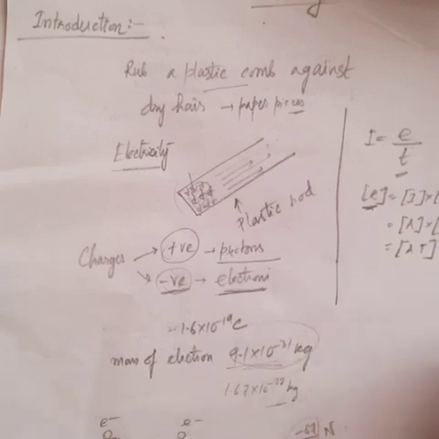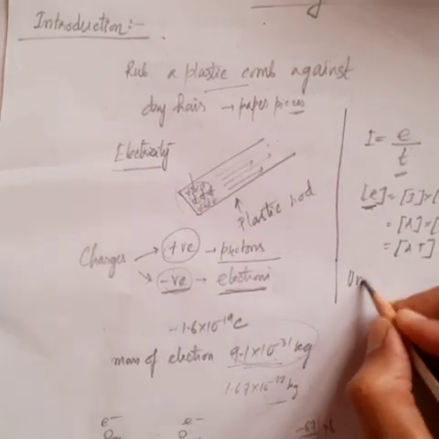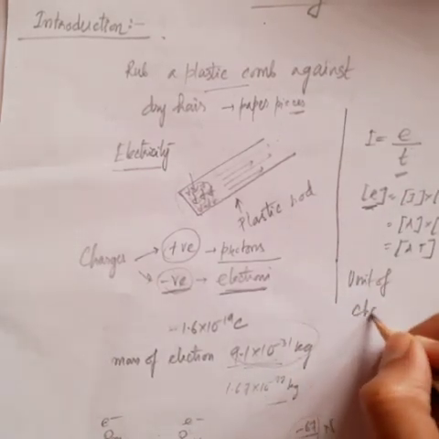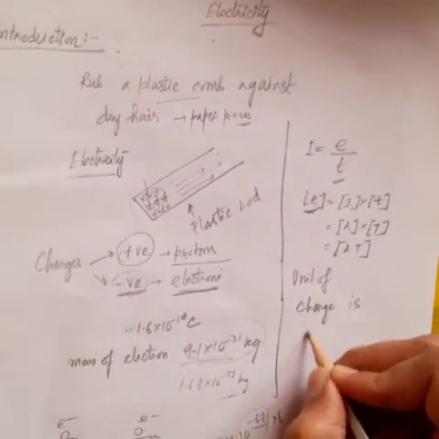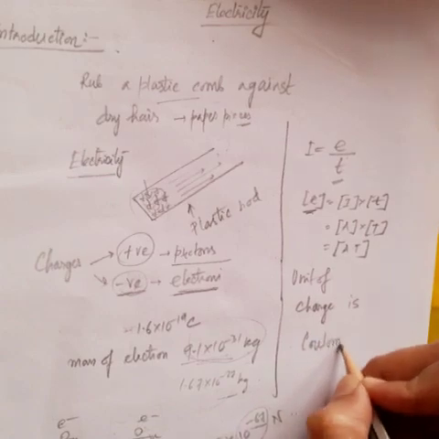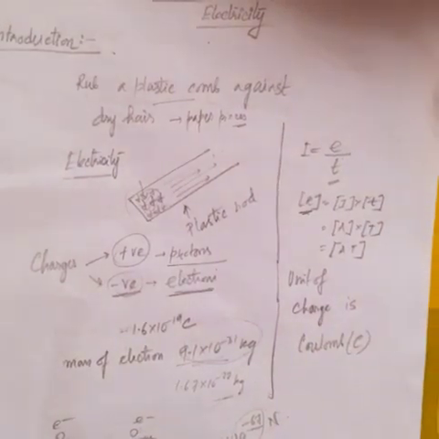Let me mention one more thing. The unit of charge is coulomb. You can write it simply as capital C also.